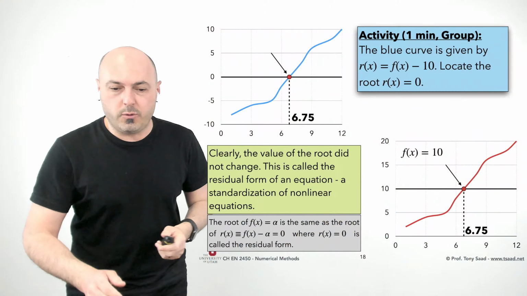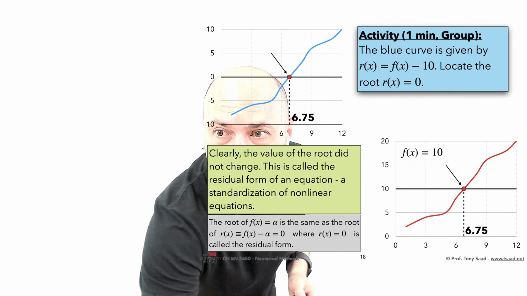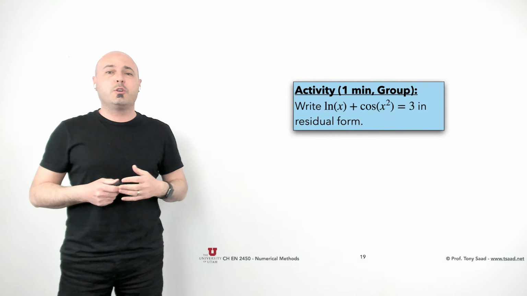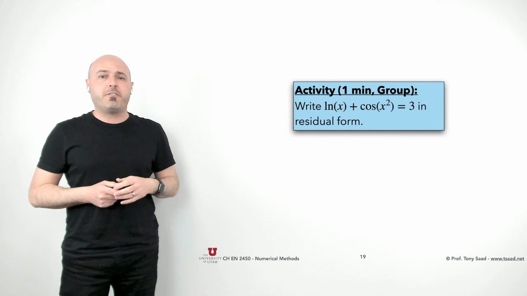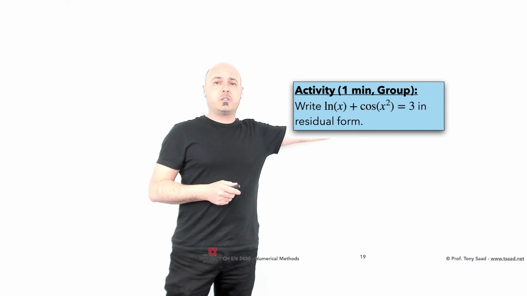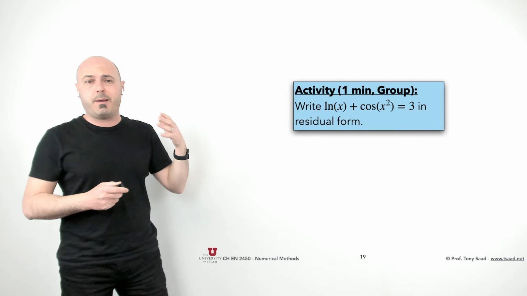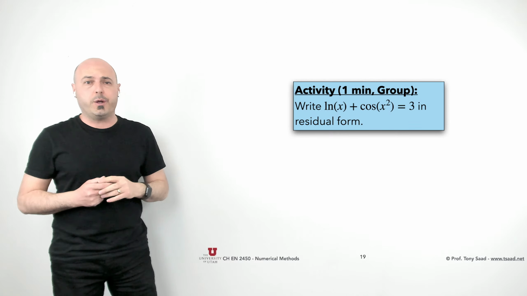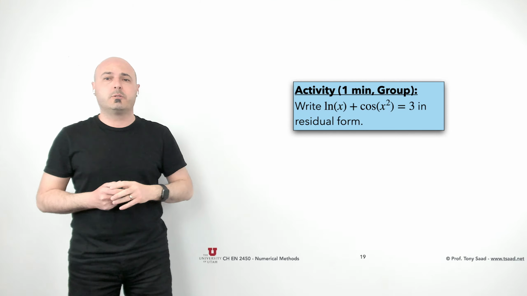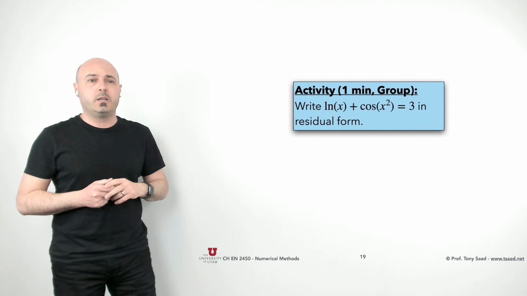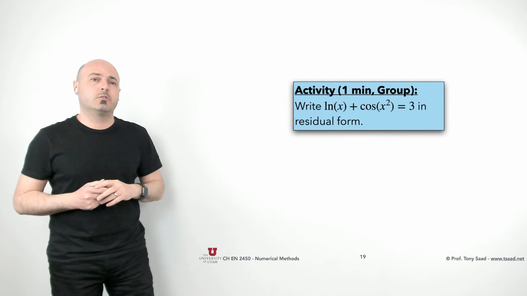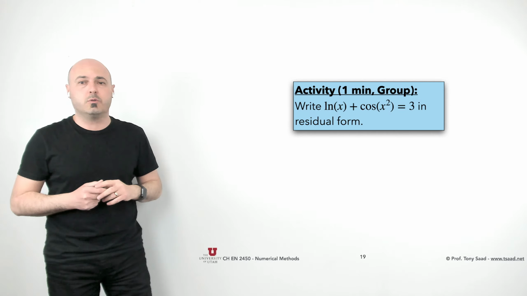All right, so I have to switch back to my slides here. Okay, so now your question to you is, go ahead and find the residual function for log x plus cosine x squared equals 3. So that's an equation, and I'm asking you to find the root for that equation. First thing we want to do is write this in residual form. So go ahead and write it in residual form. I will stay on YouTube, and then I'll just show you the answer over here. We don't need to discuss this on Zoom.